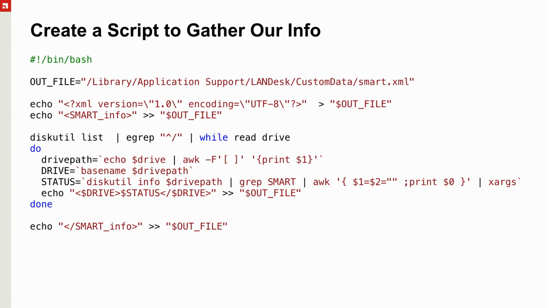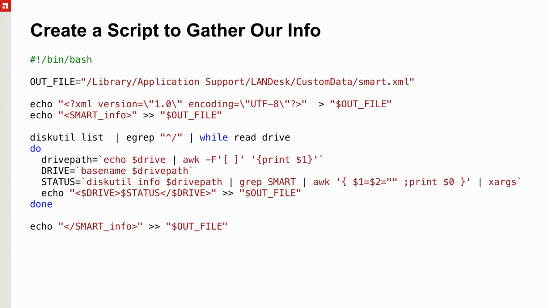And in this case, the script is going to look like this. We're going to have a file that's going to output some stuff into Library/Application Support/LANDesk/custom data, and then an arbitrary name. I called it smart.xml. It has to go in custom data, but the name of the file, as long as it's XML, we're okay. You can also use plists, but I find plists awkward to format from bash scripts. XML is a little more succinct than plists, which is a little frightening if you think about it, because XML is not very succinct.